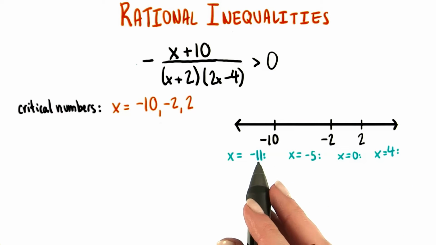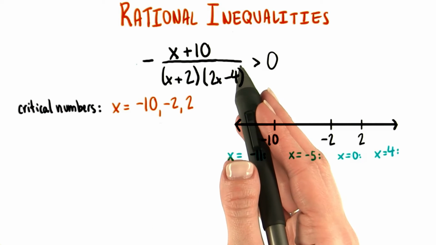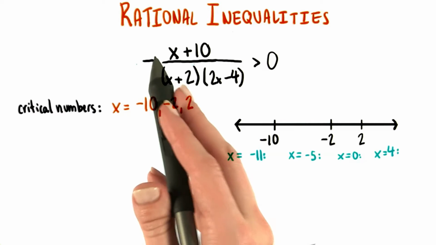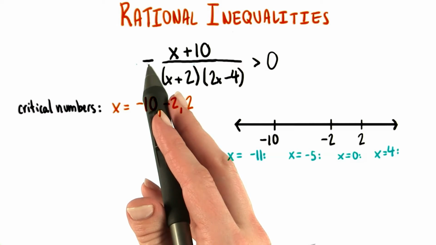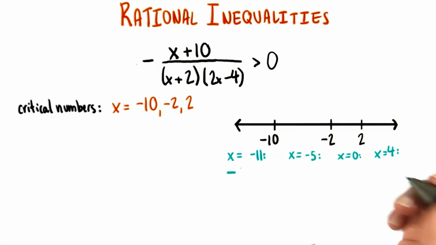So what I'm going to do is just think about whether or not each of the factors here, we have 3 of them, is positive or negative. And then of course I also need to take into account the negative sign that's on the outside. So I'll write that one first. We have a negative sign on the outside.